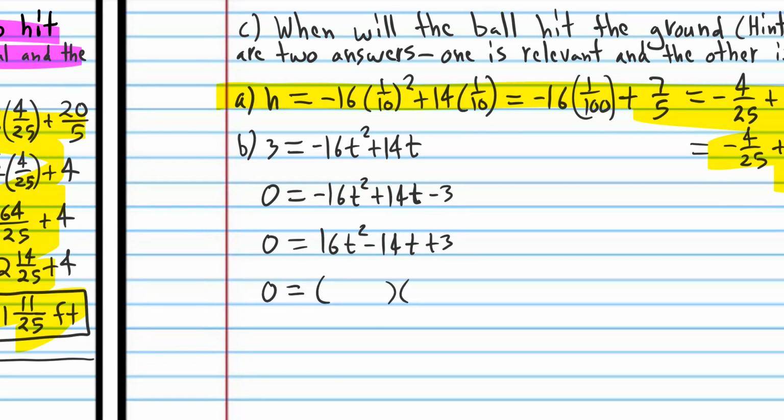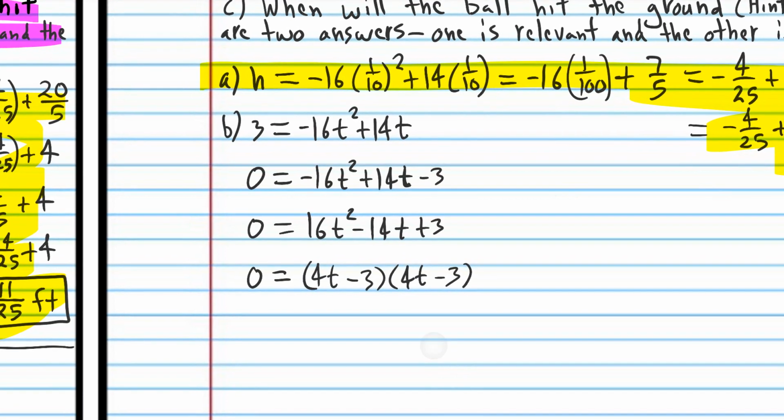And we're going to factor. So I'm going to try 4t times 4t again. I don't know if it's going to work. We need -3 and -3. Actually, this is not going to work. There's no way that could work. So let's try 16t times t. I have a feeling that's going to work.